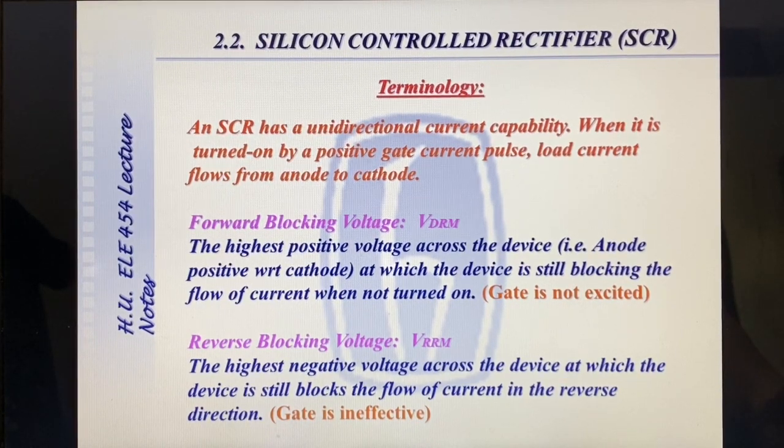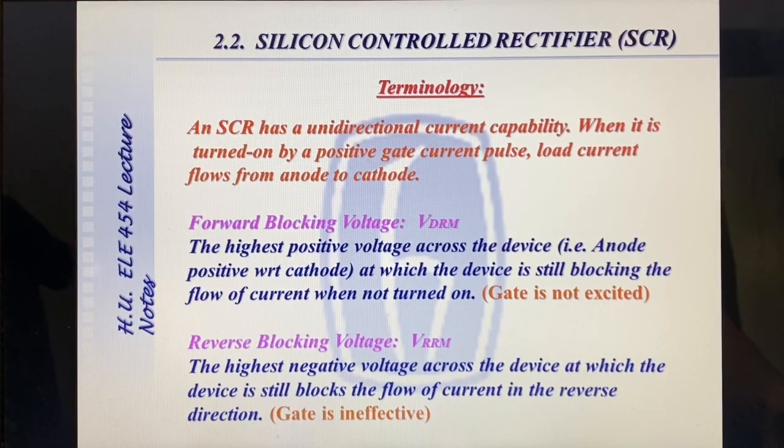Let us have a look at the terminology. A silicon controlled rectifier is a unidirectional current capability device. It can carry current from anode to cathode only, not in the reverse direction. And it is turned on by a positive gate current pulse when forward biased. So this is the way of normally operating the thyristor.